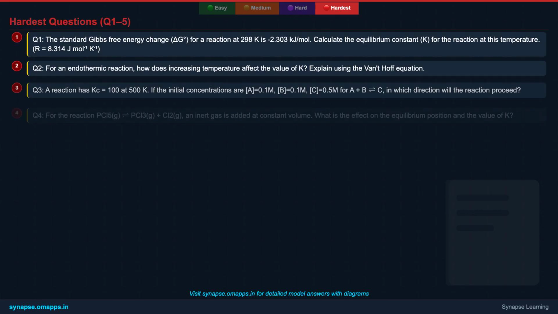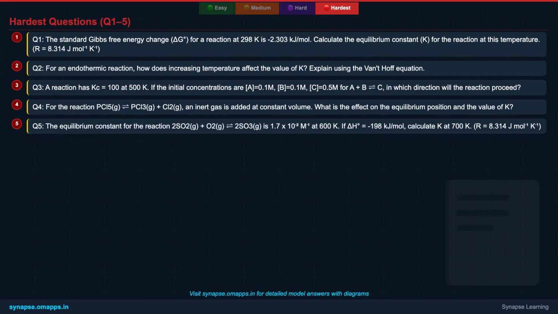Now, for the ultimate test of your understanding. Here are the first 5 out of 10 challenging questions. These problems are designed to push your limits and prepare you for competitive exams. Take your time, apply all the concepts we've discussed, and work through each problem methodically.